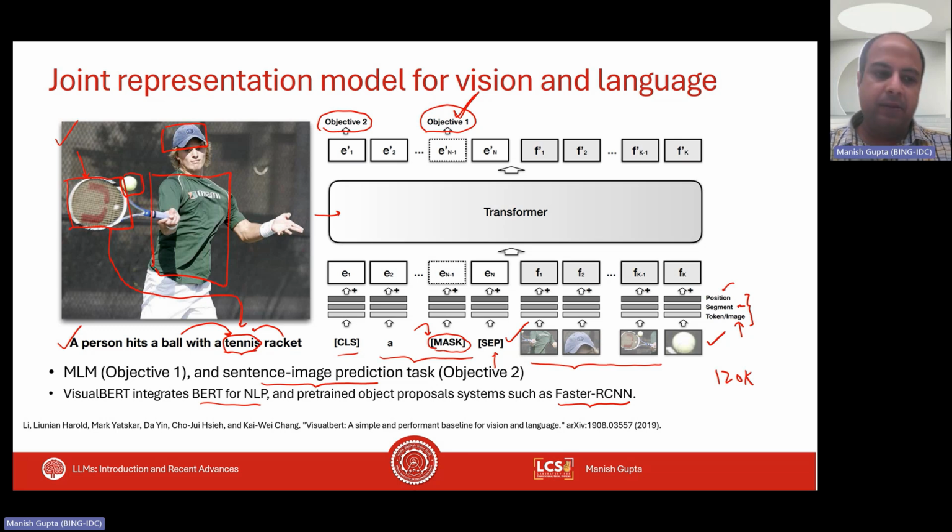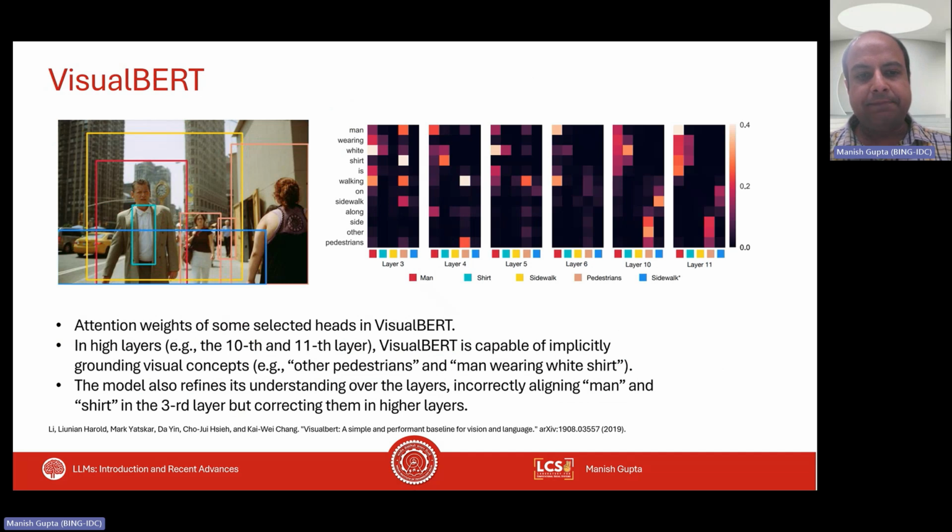For example, positive and negative pairs create a batch, and then objective two is all about figuring out whether the MLP head is able to predict correctly whether this is a positive pair or a negative pair. Right. So that's basically that.